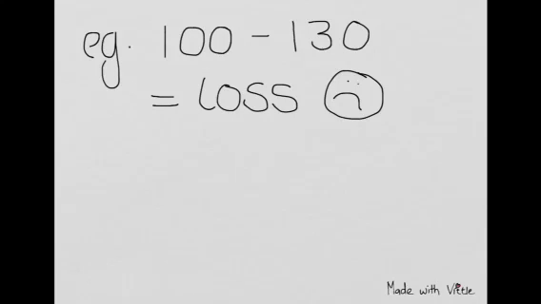If the income is less than the expenses, the business runs at a loss. And if they are exactly the same, the business breaks even.